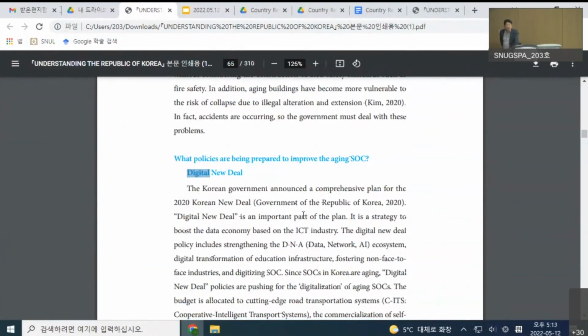This SOC nowadays utilizes new technologies. We have the aging SOC, so to get over this problem, we try to adopt the Digital New Deal.